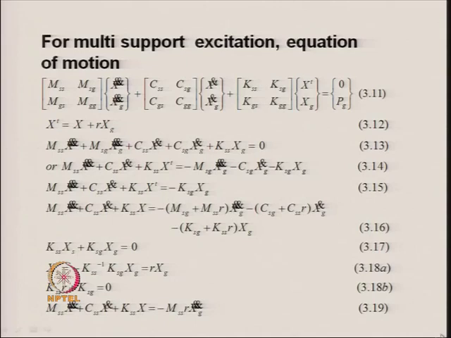Now, since the definition of R was equal to minus KSS inverse KSG, from that one can easily show that KSS into R plus KSG, multiplied by XG, is equal to 0. And therefore, in equation 3.16, this term becomes equal to 0.